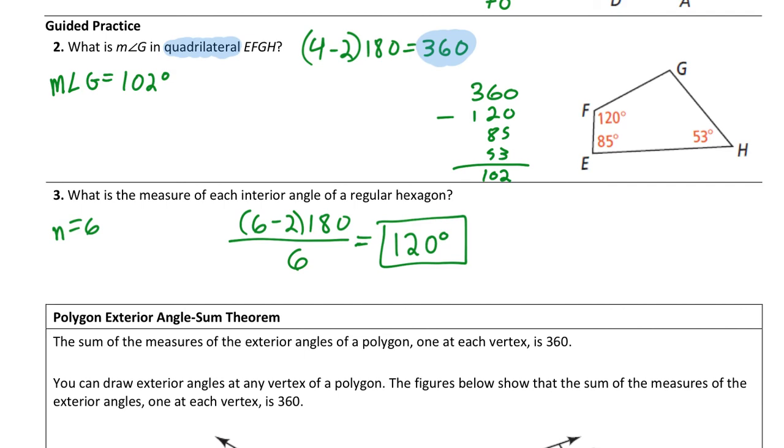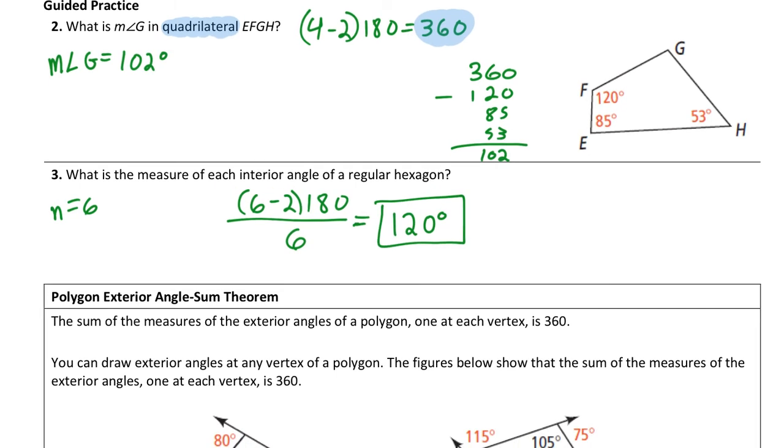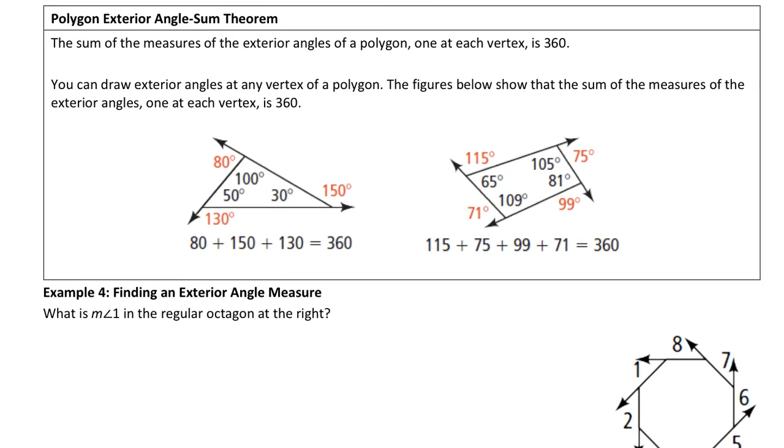Okay, in example 3, it's just finding the sum of a hexagon, a 6-sided shape, and then dividing that by the number of congruent angles, which is 6. So 720 divided by 6 is 120. So finding the measure of each angle of a regular polygon. Our final example, I think, is a little bit easier to follow because this is uniform throughout every polygon in existence, the exterior angle sum.